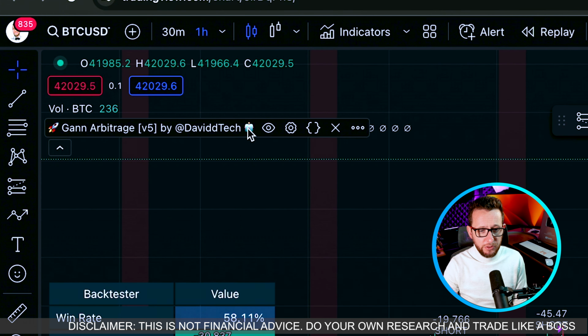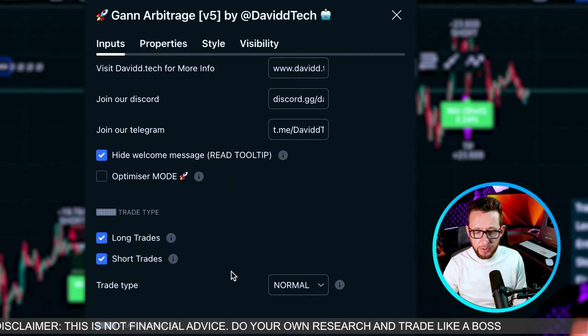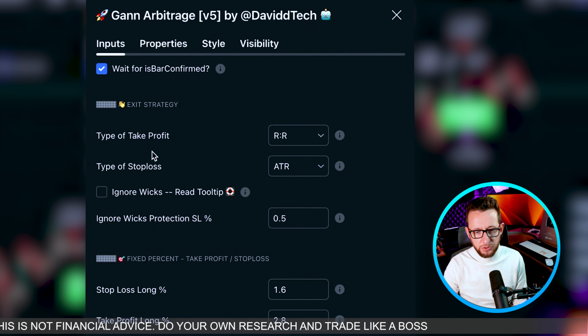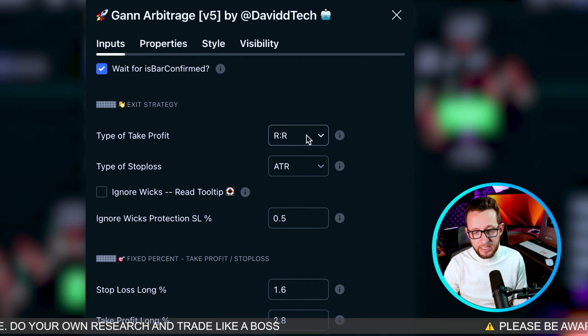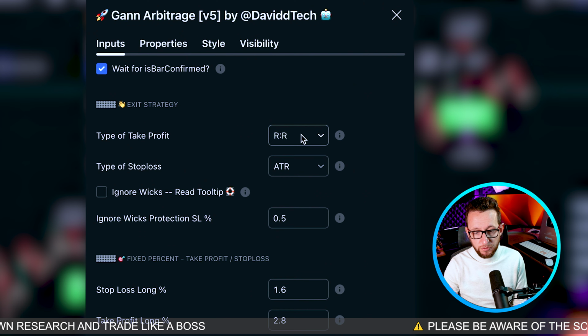If I go over to the settings, which you'll be able to do as well, you'll be able to see that you have access to the take profit and stop loss to change that. Currently it is set at the ATR and the risk to reward.